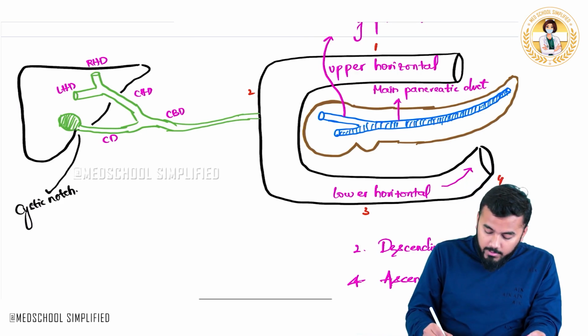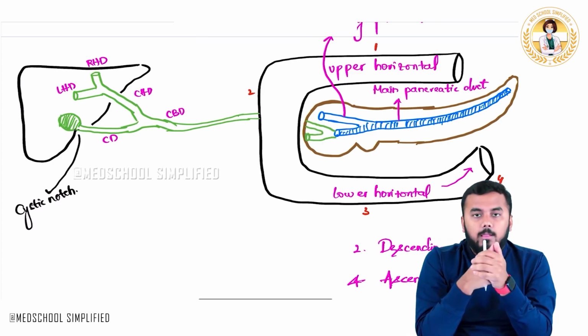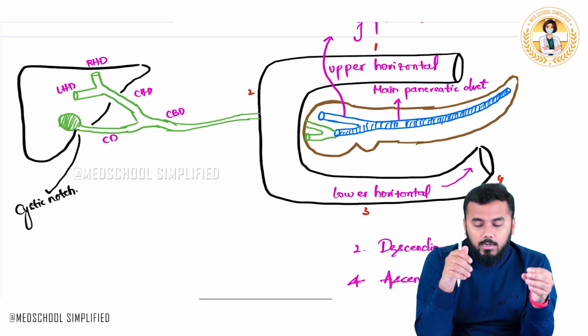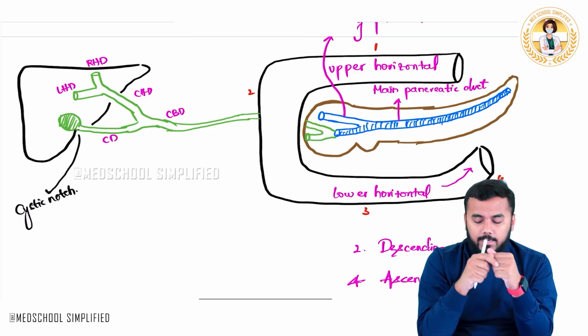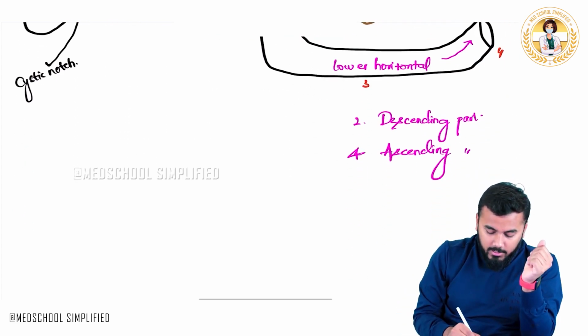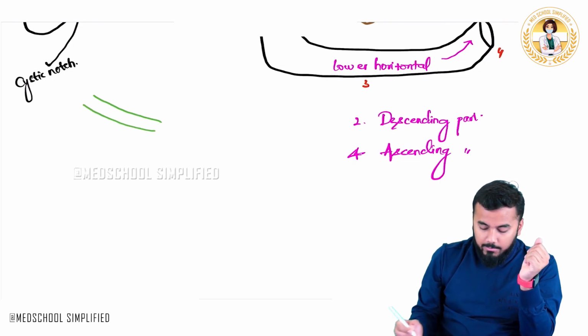Now how will it join with the main pancreatic duct? This is how it is joining with the main pancreatic duct. So what has happened here? The common bile duct joined with the main pancreatic duct. So very simple guys, very simple. So this is your common bile duct which has come like this.